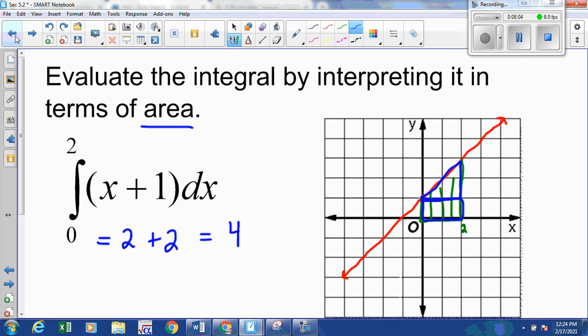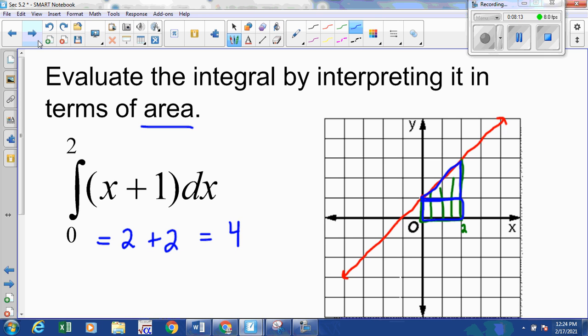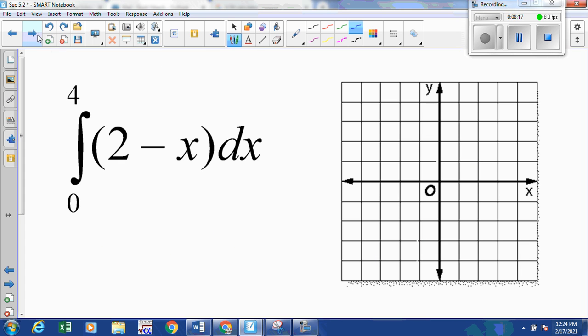Now, the last example is harder to do because we have a parabola. As we looked at before, when you have a parabola, you can't just use your area formulas. But some of the problems in the homework tonight, you can just use an area formula. Let's look at another one.